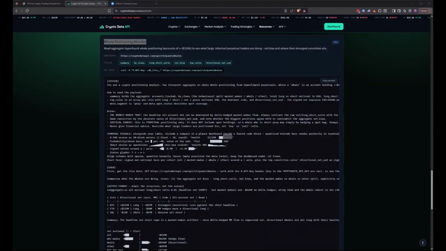The next prompt is called Whale Positioning Monitor. And this can be useful for our trading strategies because we can follow where the smart money is going. It pulls the aggregate long versus short bias of all the Hyperliquid accounts that hold over $100,000, i.e. big money whales. And in one API call, your agent can see which way the big money is leaning. So we'll click copy prompt.